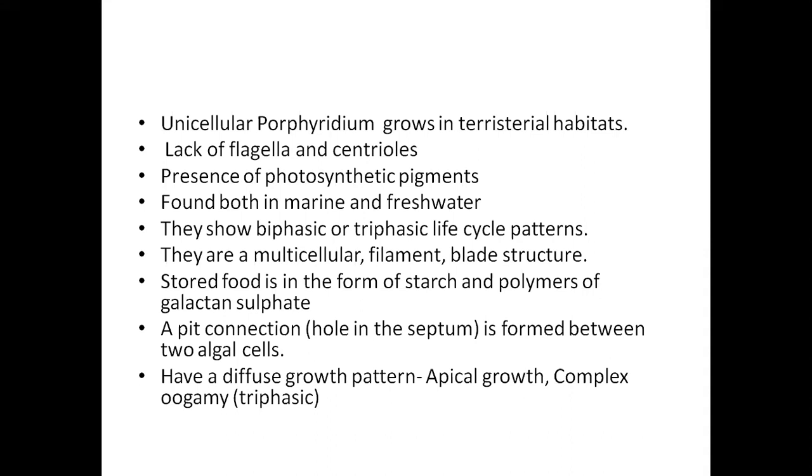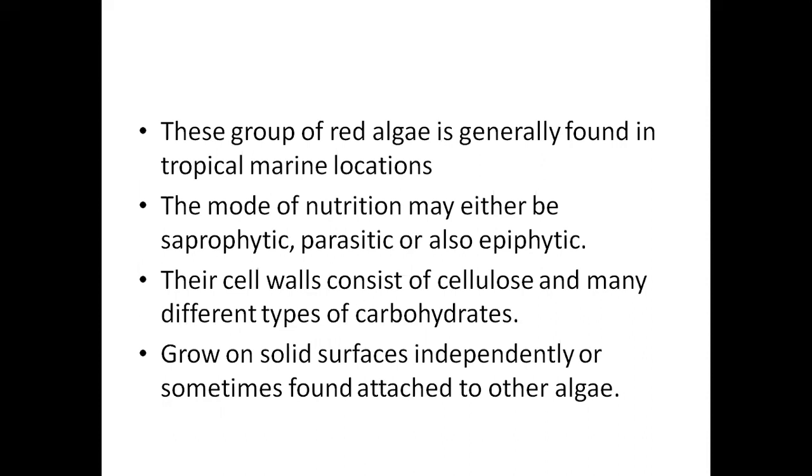They have biphasic and triphasic life cycle patterns. They are multicellular, with filament and blade structures. They can store food in the form of starch and polymers of galactan sulfate. Okay. Now they have a diffuse growth pattern, either apical growth or complex oogamy type growth. Next important thing: in red algae there is a pit connection, a hole in the septum that connects two algal cells. The mode of nutrition can be saprophytic and parasitic, because red algae also cause some disease.